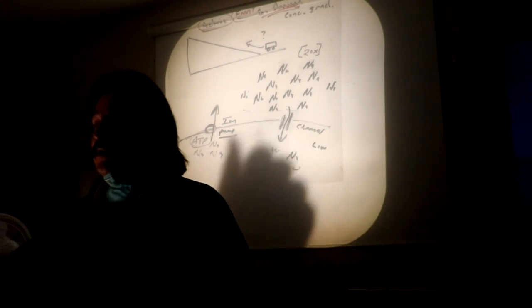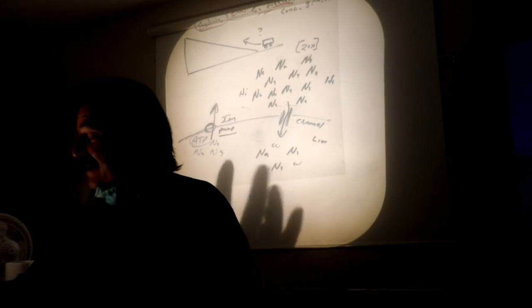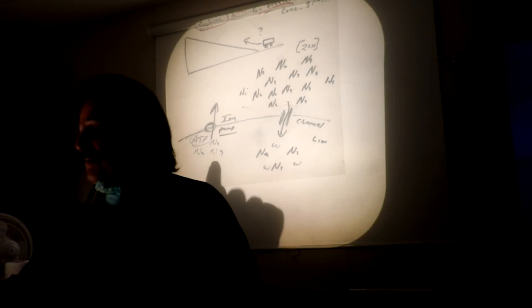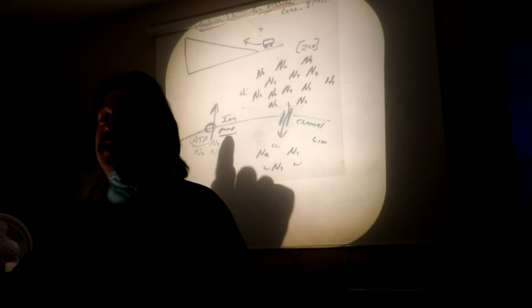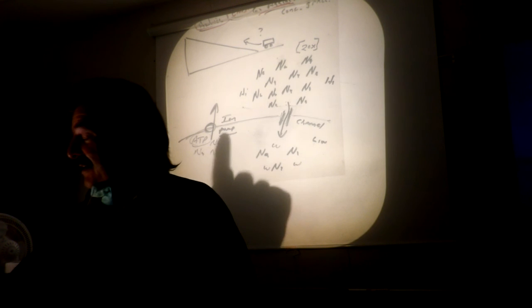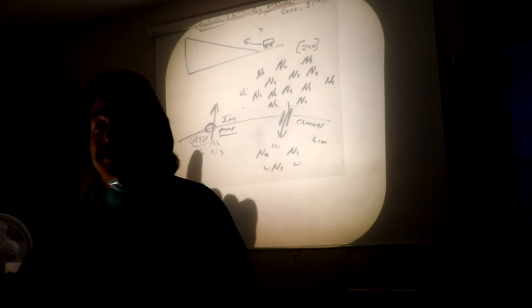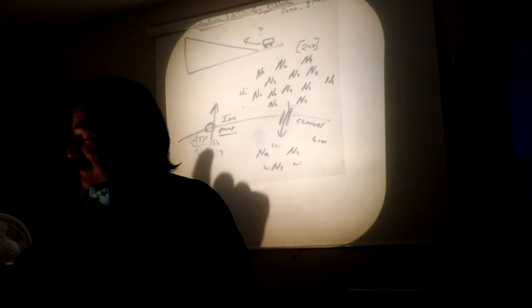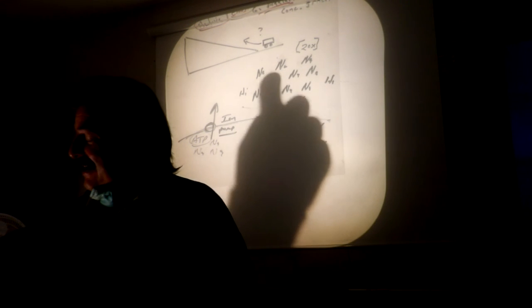So we have to close that channel, and then I have to use a what to get the sodium out? I have to use an ion pump that gets its energy from, say it, ATP, very good. And I pump sodium against its concentration gradient. That is pretty much today's lesson.